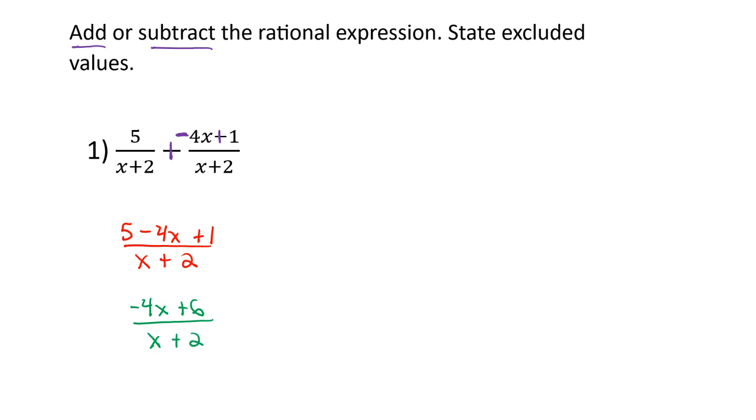All right, from there, it asks us to state excluded values. So those are the x values in the denominator. So here we have an x plus 2. So the number that x cannot be would be negative 2. And we get that by asking the question, what number plus 2 is equal to 0?